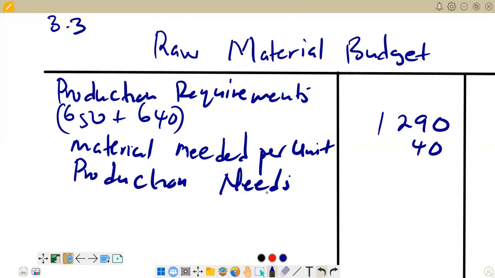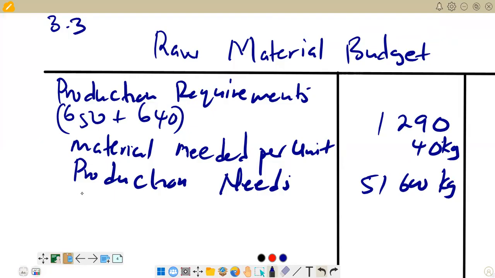To get the production needs, we're now saying 1,290 times 40, then you're going to get 51,600 kgs. Remember, this is 40 kgs. It's very important to put the appropriate units according to the question. So from there now we add. We are just repeating the same formula that we used at first.